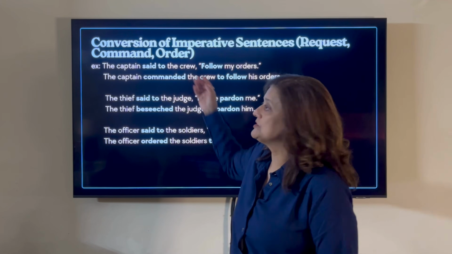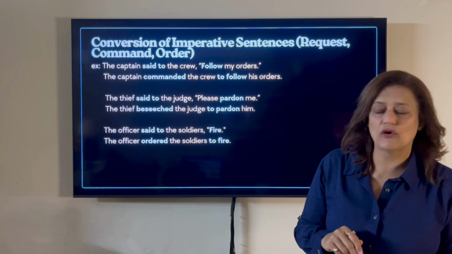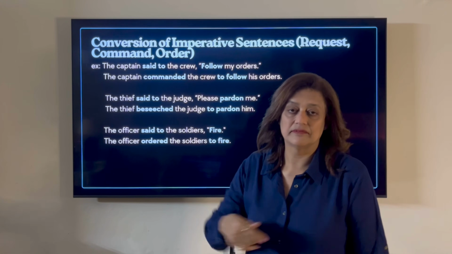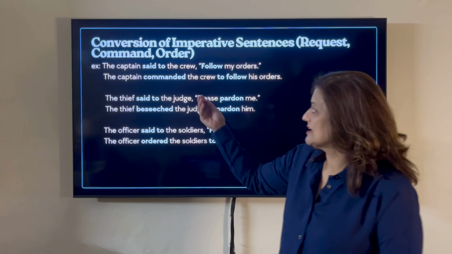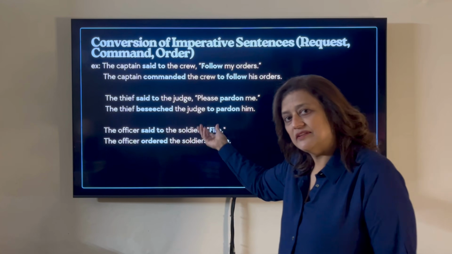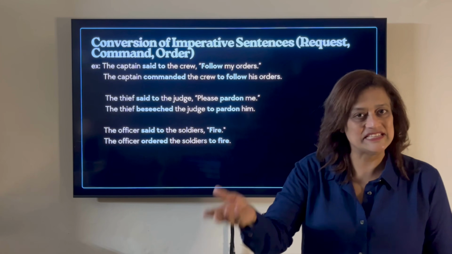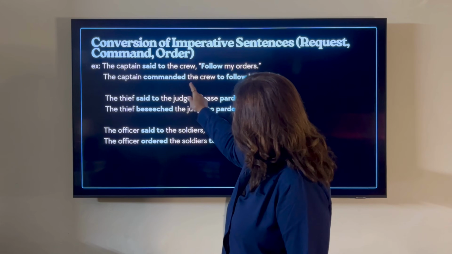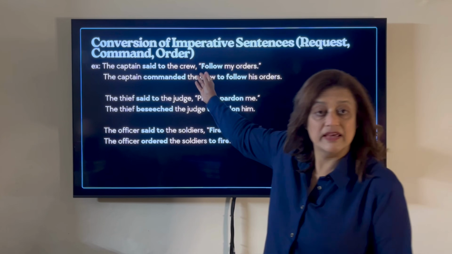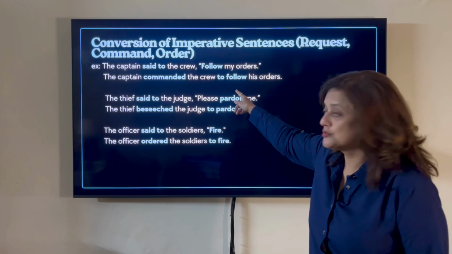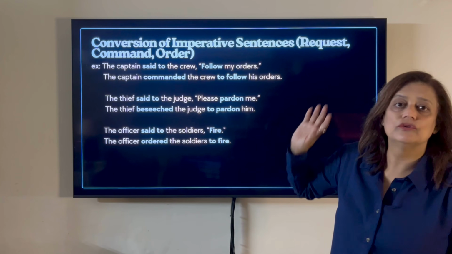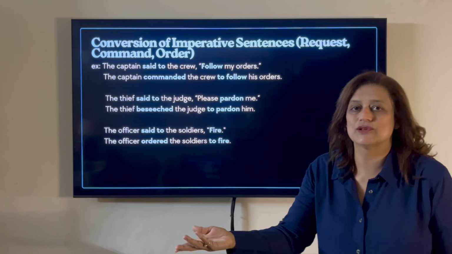The captain said to the crew, follow my orders. Now the captain starts with the letter C, and commanded starts with the letter C. Easy way to remember: commanded the crew. Follow is the verb, it changes to the infinitive to follow, and my will change to his orders.